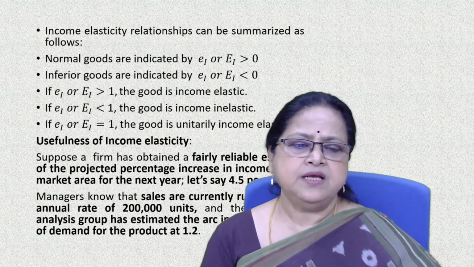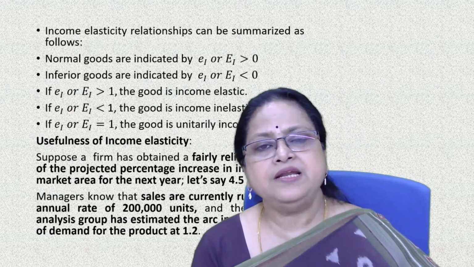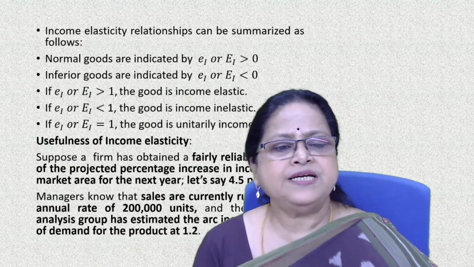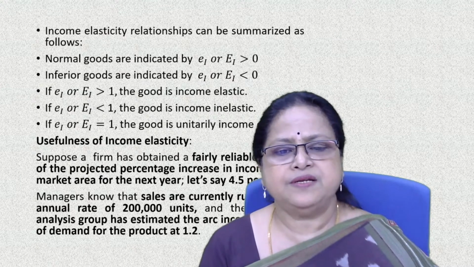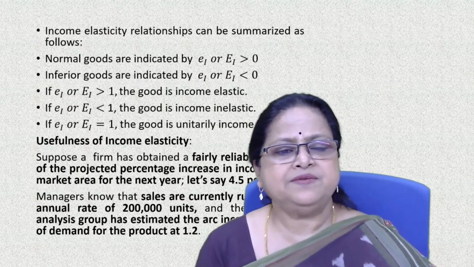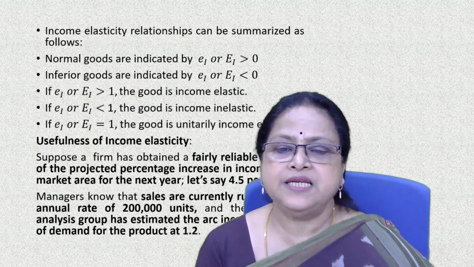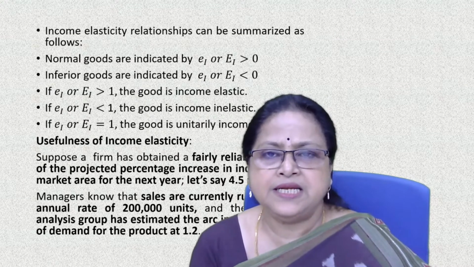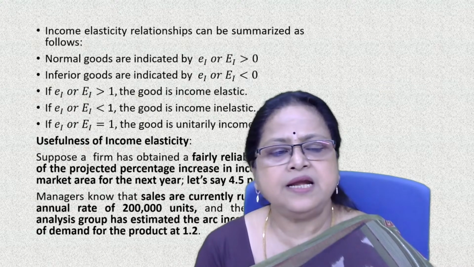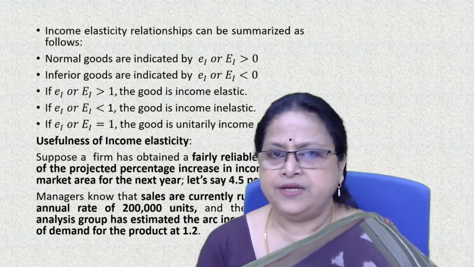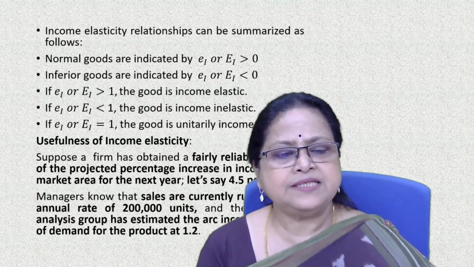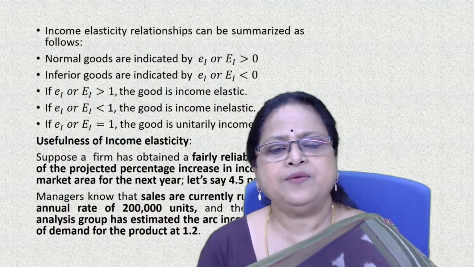Usefulness of income elasticity. Suppose a farm has obtained a fairly reliable estimate of the projected percentage increase in income for its market area for the next year. Let us say 4.5%. That is, 4.5% is the reliable estimate of the projected percentage increase in income of the consumer where he is selling the product in the market. So managers know that sales are currently running at an annual rate of 2 lakh units. And the marketing analysis group has estimated the arc income elasticity of demand for the product at 1.2.